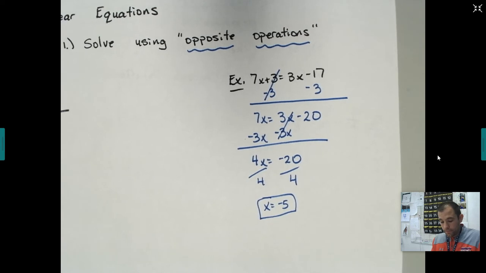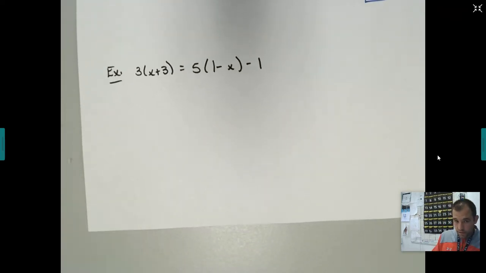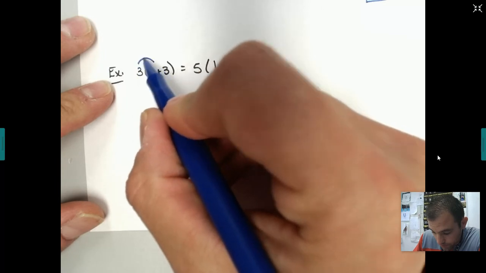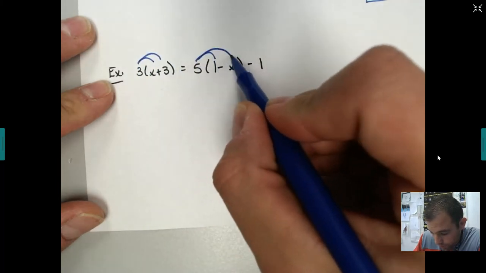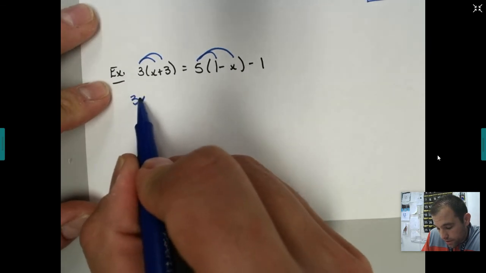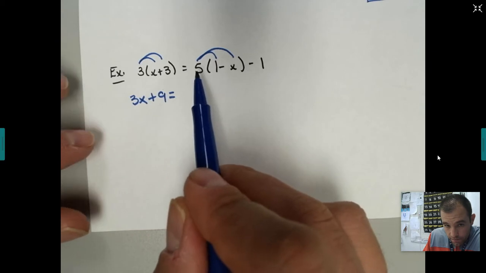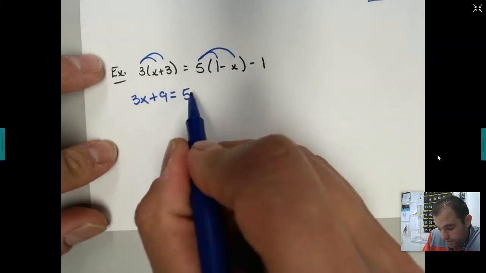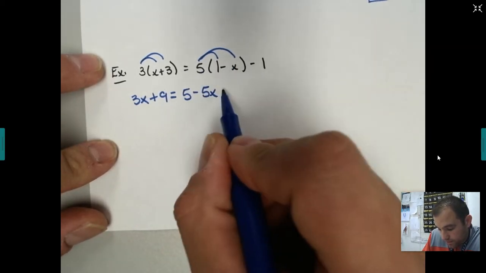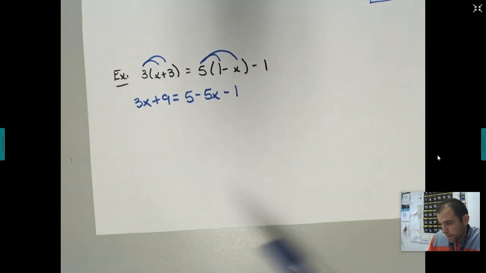The third example right here. There's only 5 examples today, so we're almost done. So first, remember, whenever there's a number in front of parentheses, we always distribute it. So we're going to distribute the 3, and we're going to distribute the 5. So 3 times x is 3x. 3 times 3 is 9. Do the exact same thing on the other side. 5 times 1 is 5. 5 times x is minus 5x, and I still have that minus 1 on the end.